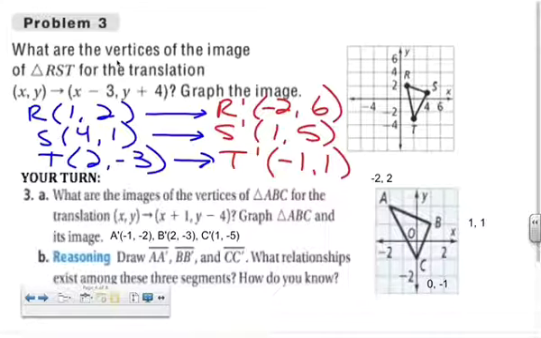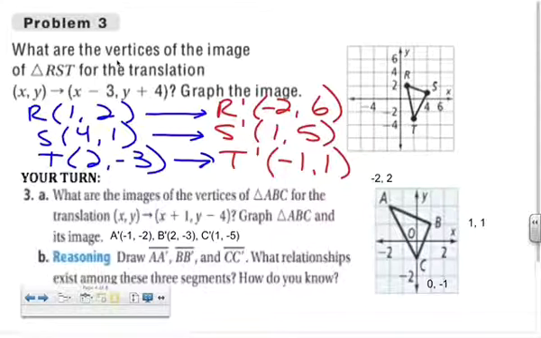In part B, when it asks you to draw AA prime, BB prime, CC prime, once again, I'm not requiring any diagrams from you. However, drawing those segments might help you realize the conclusion that we can draw about those segments. Some of you might just see it in your head. What relationship exists among those segments? What is true about AA prime, BB prime, and CC prime?